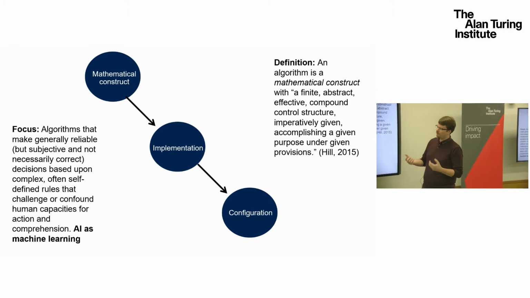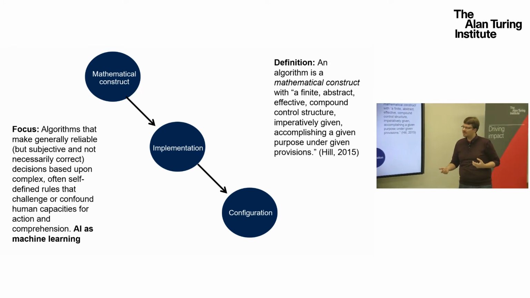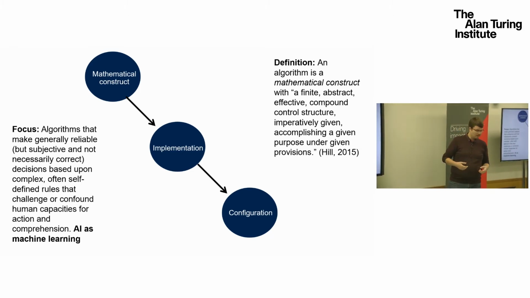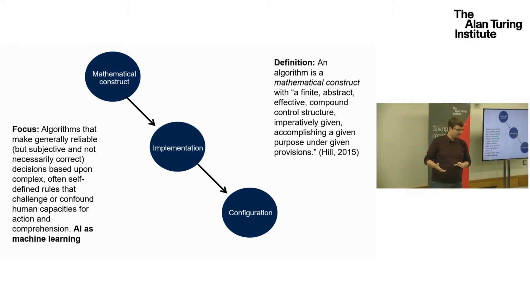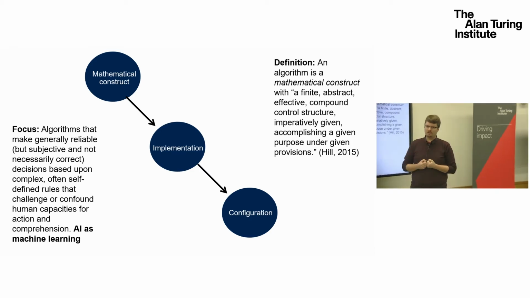They're going to be algorithms that make generally reliable but not necessarily correct decisions. They'll be based on complex, often self-defined rules that in some way challenge or confound human capacities for action and comprehension. So in other words, we're talking about the types of algorithms that are not mundane.